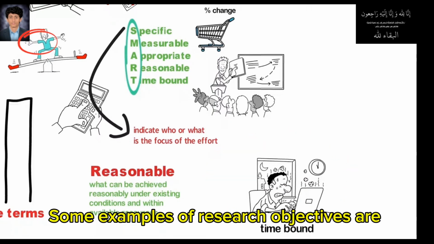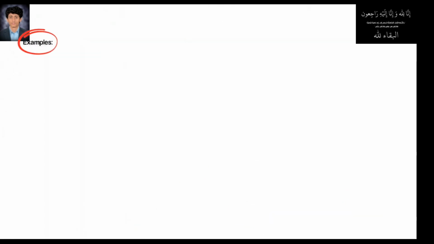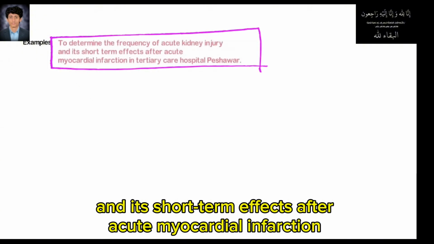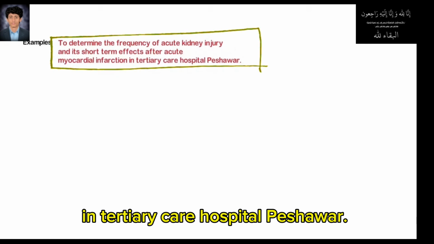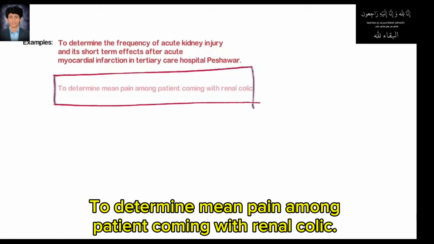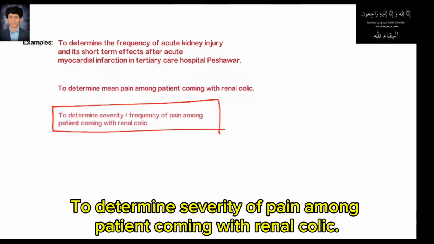Some examples of research objectives are to determine the frequency of acute kidney injury and its short-term effects after acute myocardial infarction in a tertiary care hospital, Peshawar, to determine mean pain among patients coming with renal colic, to determine severity of pain among patients coming with renal colic.